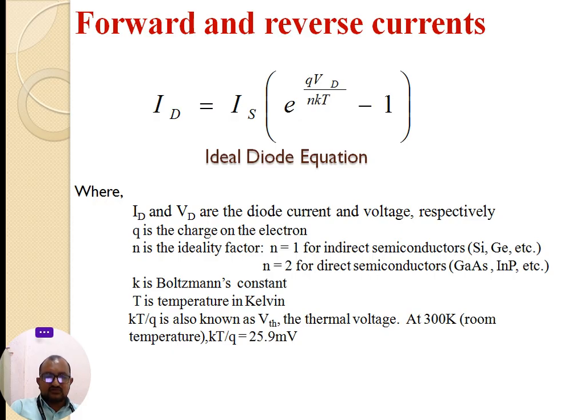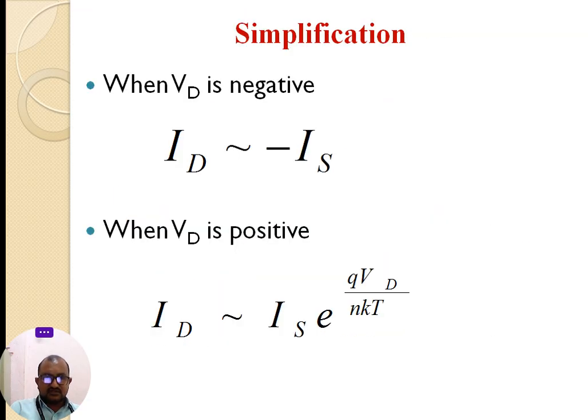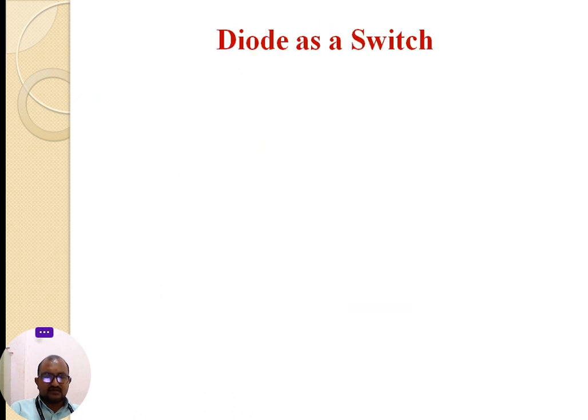K is the Boltzmann constant. T is the temperature in Kelvin. kT upon q is also known as VT. This is the thermal voltage, which at 300 Kelvin or room temperature is 25.9 millivolt. We have to consider: where Vd is negative, Id is equal to minus Is. Where Vd is positive, Id is equal to Is e raised to Vd upon eta VT.